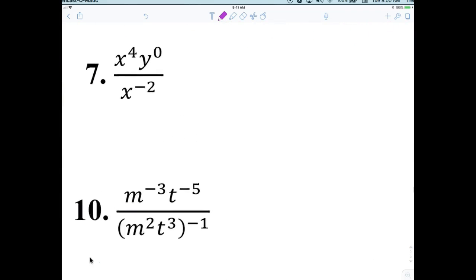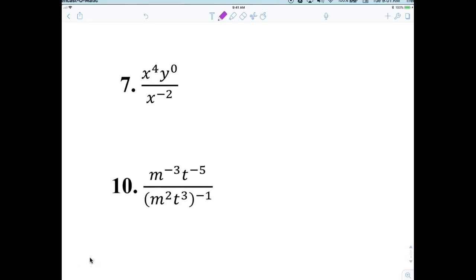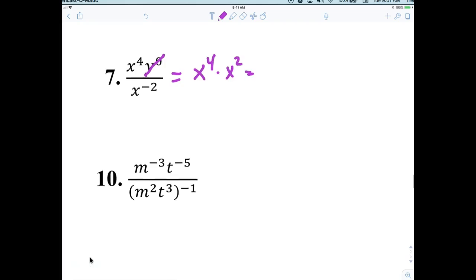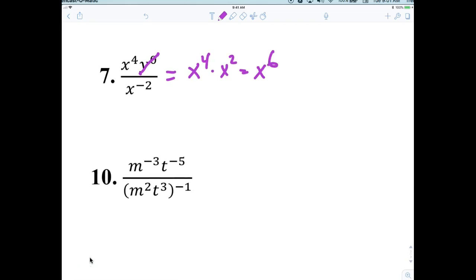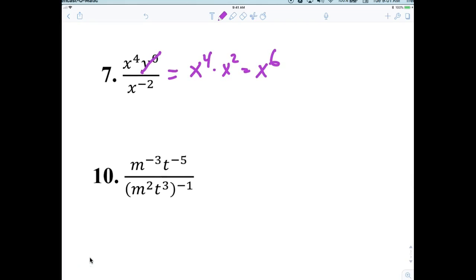All right, number 7. I wish everybody could look at that and say anything to the 0 power is 1. So that crosses out. Then what moves? It moves to the top, so that gives me x squared. So I have x to the 4th times x squared, which is x to the 6th. Beautiful. Everybody happy with that?